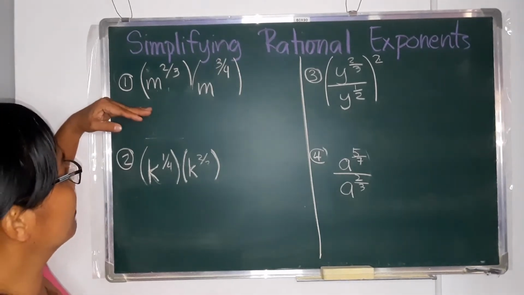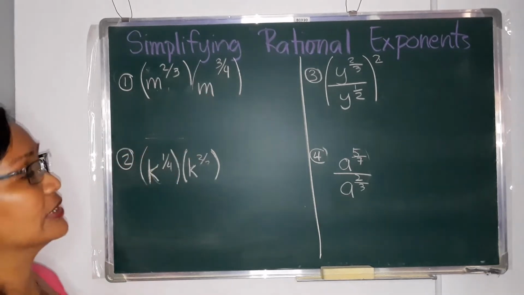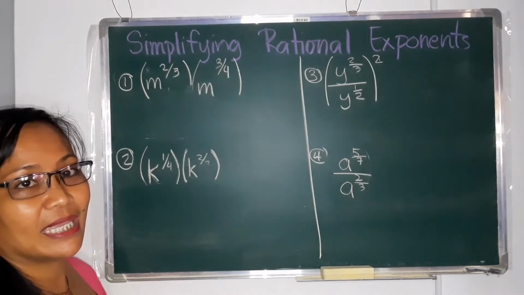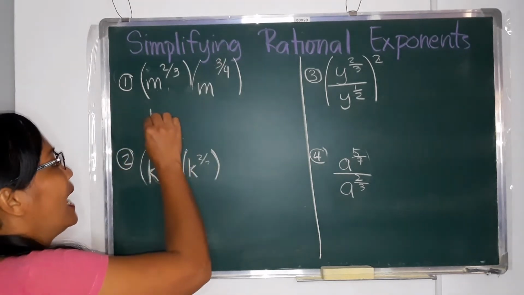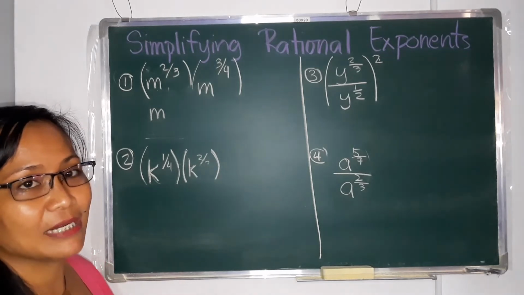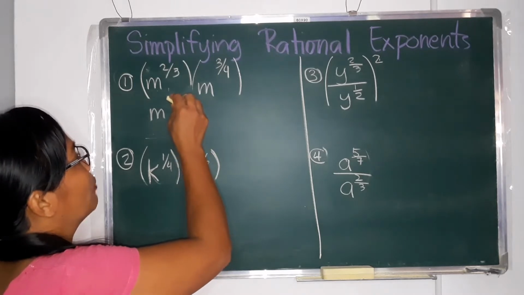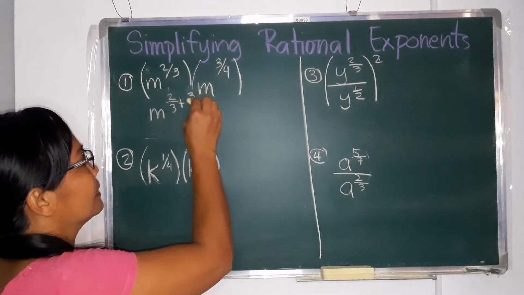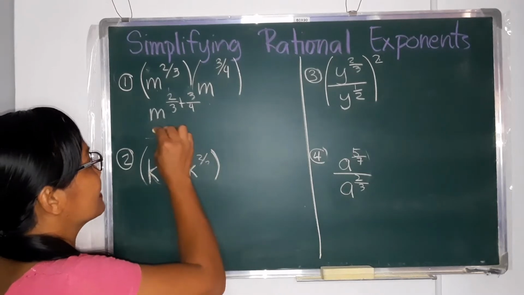In example number 1, we have m raised to 2/3 multiplied by m raised to 3/4. Again, if we multiply this expression, simply copy the base since they have the same base. So copy the base and add the exponents. Okay, I'll repeat, add the exponents. This is the power rule. So 2/3 plus 3/4. Okay, so next, what is the LCD?